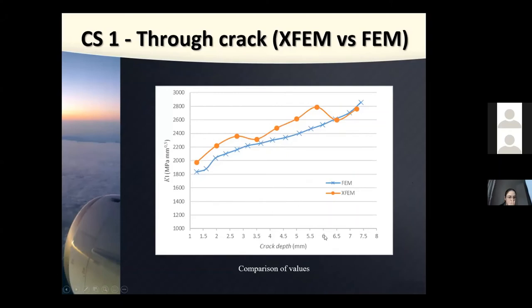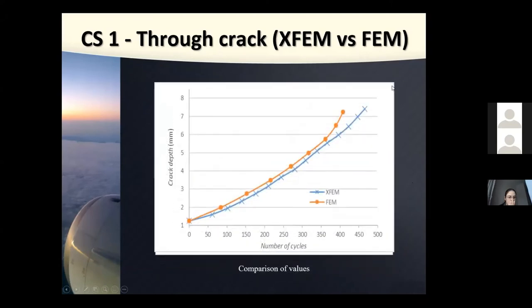And then we can see here that the results in K1 values are, let's say, close, not a perfect match, but I believe more in finite element, I mean, in ANSYS technology. And the number of cycles is not so different. As you can see, the finite element method said 400 and extended about 470. So 70 cycles more when XFEM was used.